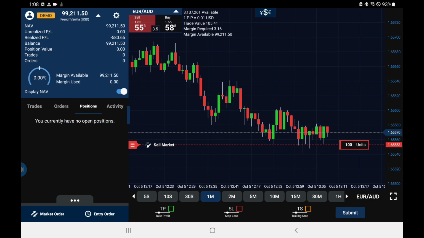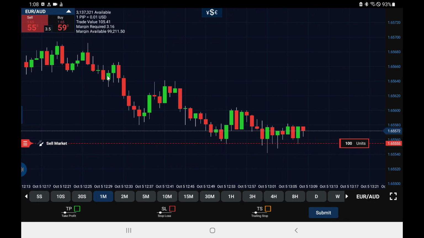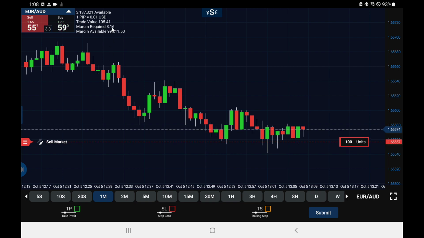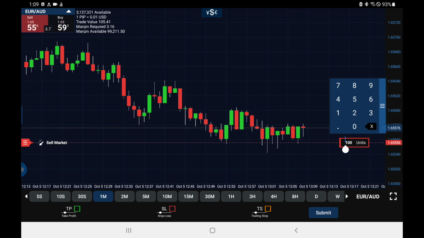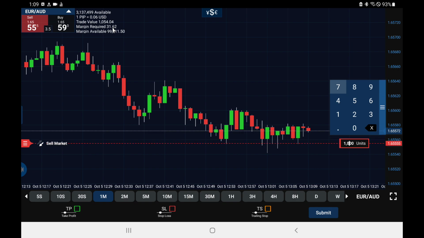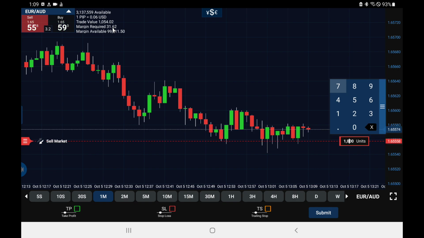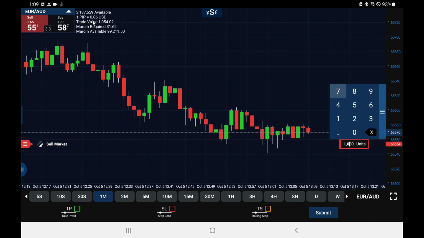Now just simply click on the little blue bar and drag it back. So $3.16. Let's change this to 1,000 units. So 1,000 units now means I use $31. And 1 pip is now equal to 6 cents.